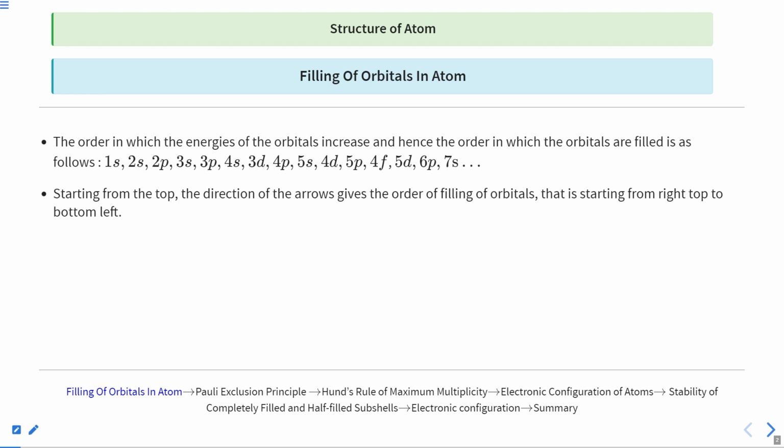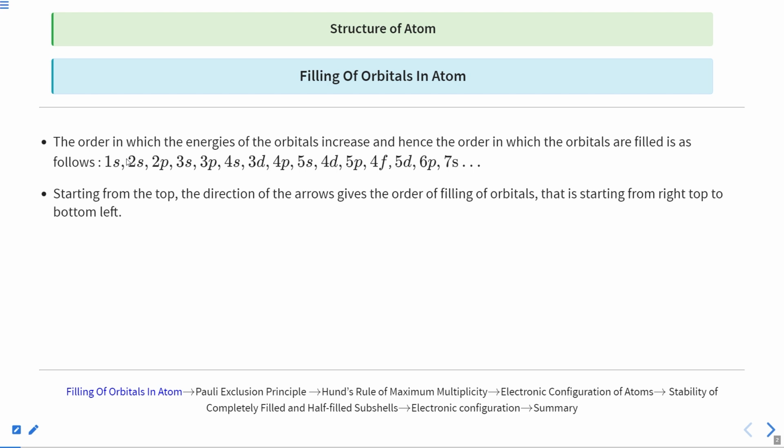Next is this order, which is important. This is the order which is important for the increasing energy. Now if you just work out the value of n plus L, then this order fits very well. For the 1s orbital, the n plus L value is what? The n value is 1 and the L value is 0. So that would give n plus L as 1. This is the minimum value you can get.